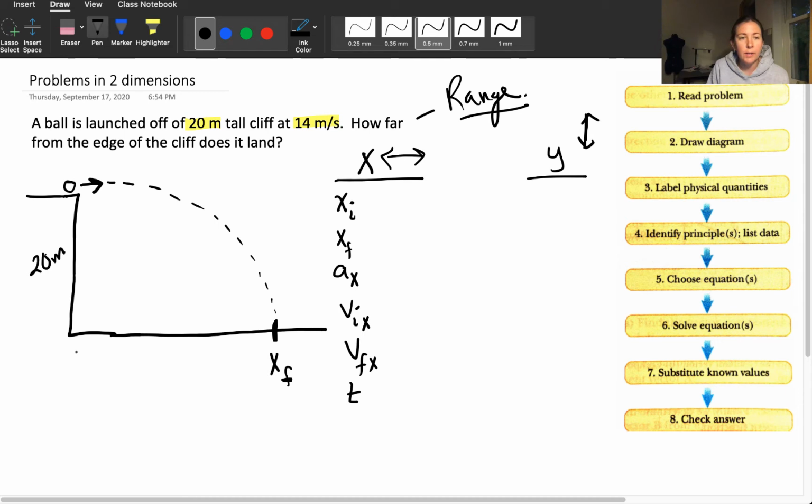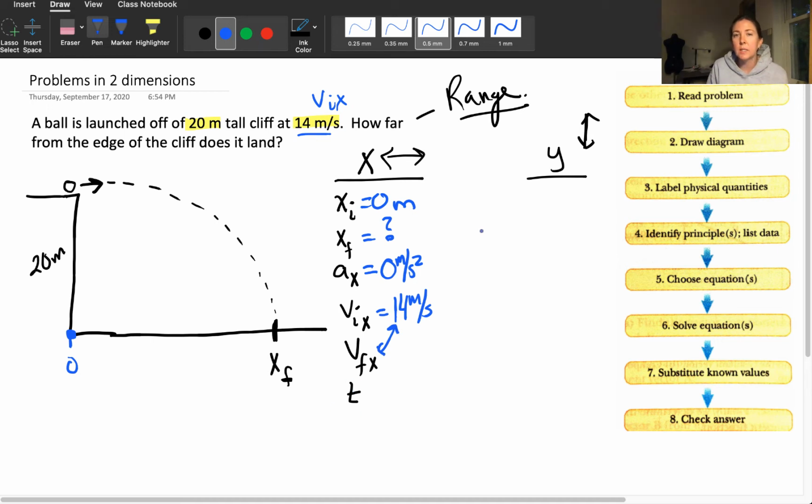Now, if this is our origin, our initial x position is 0. This is 0 meters. And our final, well, that's what we're looking for. Now, the acceleration in the x direction, remember, things don't accelerate horizontally, especially since we never have air resistance, so there's nothing slowing it down. So that acceleration in the x direction is going to be 0 meters per second squared. Our initial velocity in the x direction, vix, is 14 meters per second. And that's going to be equal to the final velocity. You can put this if you want to, but these two things are equal because it's not accelerating.